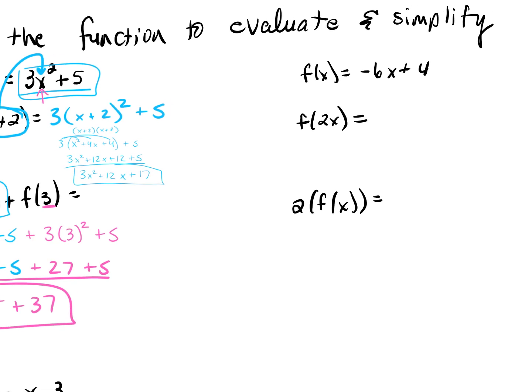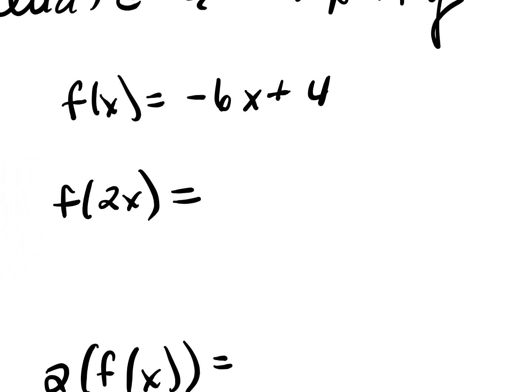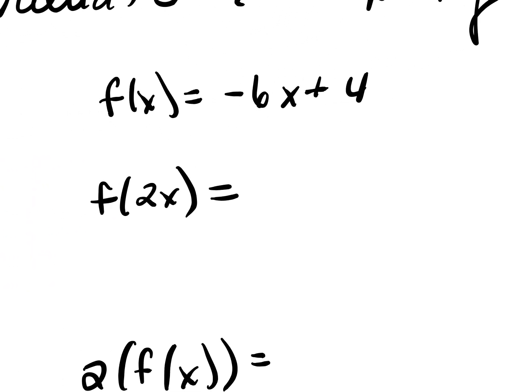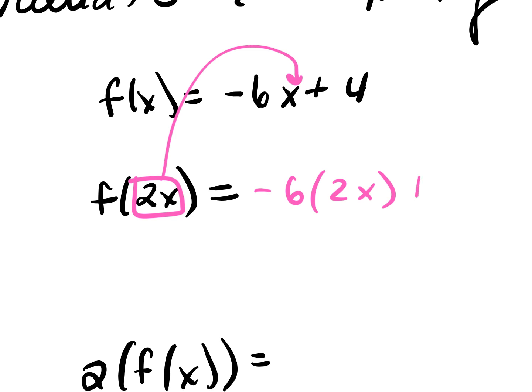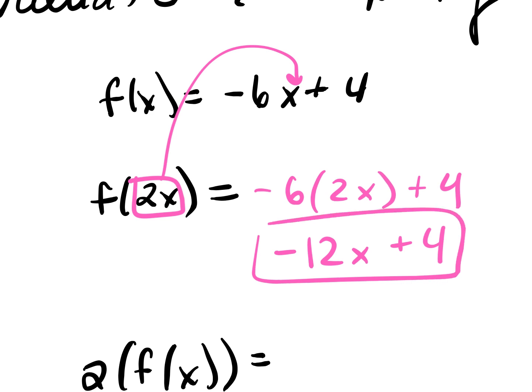So here it gives us a new function. What does it ask us to plug in first into x? 2x. So we're going to take 2x and plug it into the x's. So I have negative 6 times 2x plus 4. What's negative 6 times 2x? Negative 12x plus 4. Can I simplify it anymore? Nope.